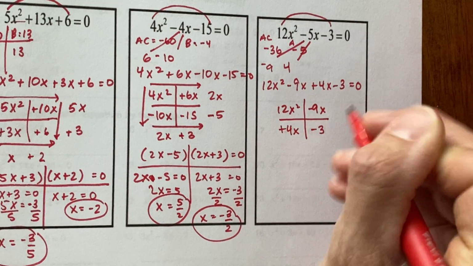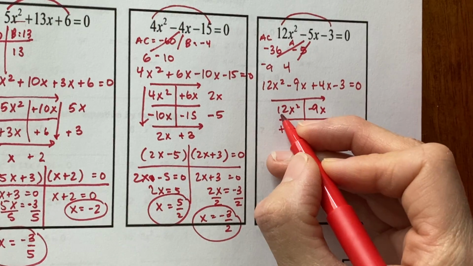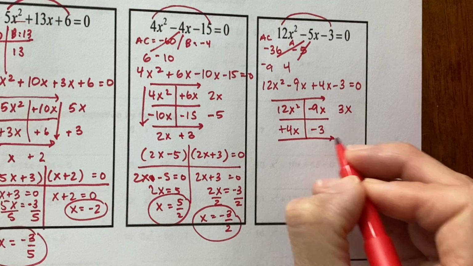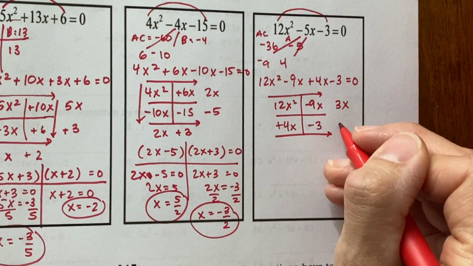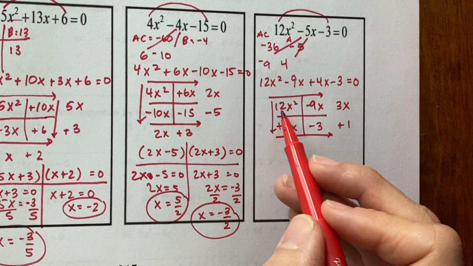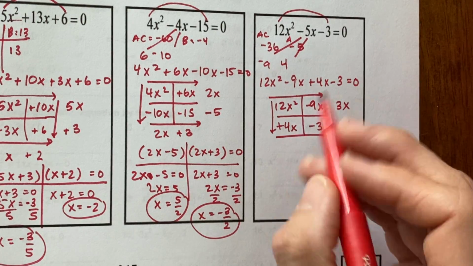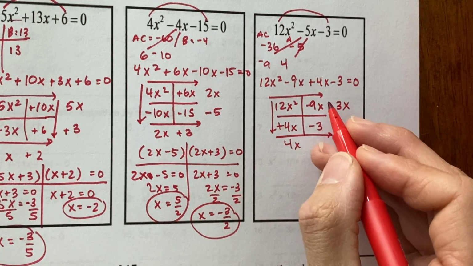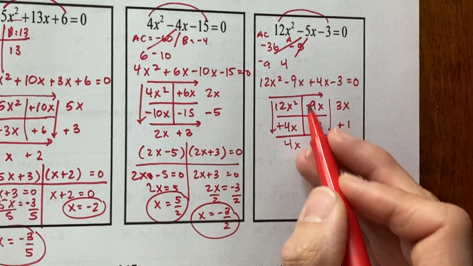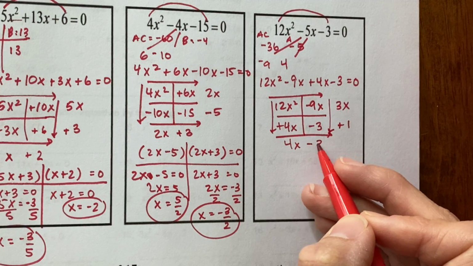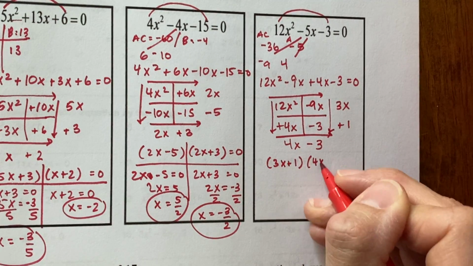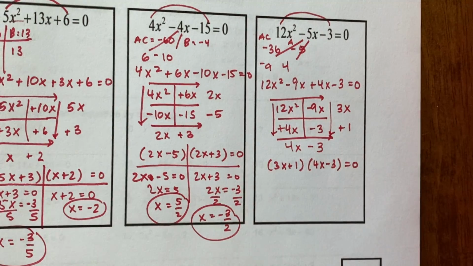Plus 4x minus 3. So 12x squared minus 9x, greatest common factor is 3x. 4x minus 3, greatest common factor is 1. On the left side, 12x squared and 4x, greatest common factor is 4x. On the right, negative 9x and minus 3. They do have a leading negative there, so I have to take minus 3. So I have 3x plus 1 times 4x minus 3 equals 0.